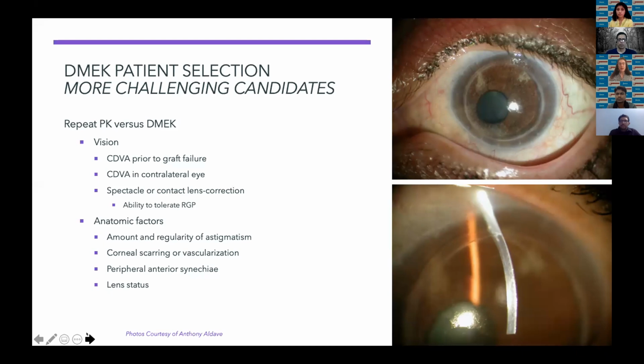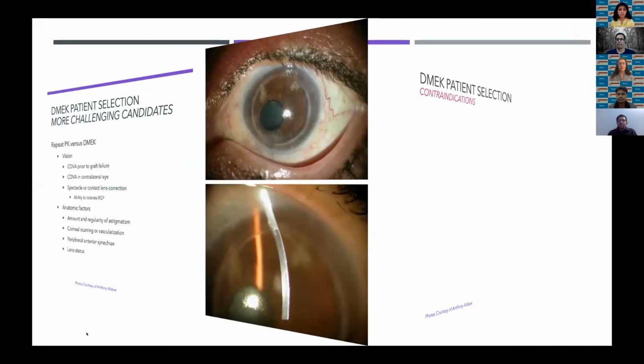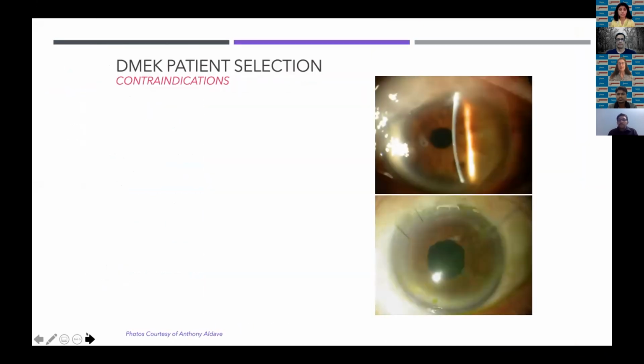Anatomic factors, again, if there's corneal scarring, if you can't see through the cornea, you're not going to be able to do the DMEK. And so when you're looking at patient selection, you really want to be sure that this is someone who you're going to have a good view. If they don't have a good view, then the DMEK, I would say, would not be wise. A lot of PAS as well. That's going to be another very big challenge for you, especially with the unfolding. You probably are going to be better off doing a DSEK in the case of a lot of PAS versus a DMEK.